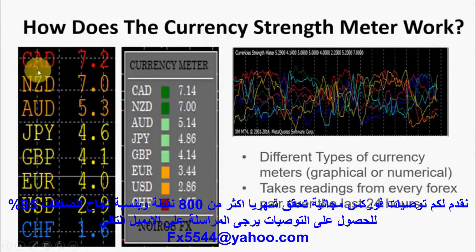So for example, it's showing us here that the Canadian dollar is 7.2 strong. So it means it's the strongest here right now. And Swiss franc is 1.6, which is the weakest. So you see, if you look at the other monitor, this is another monitor from another developer, it is showing similar figures as well. Canada is the strongest and Swiss franc is the weakest. By the way, these were taken at the same time.